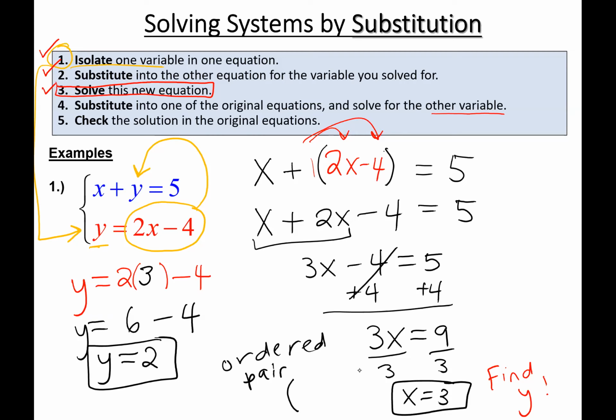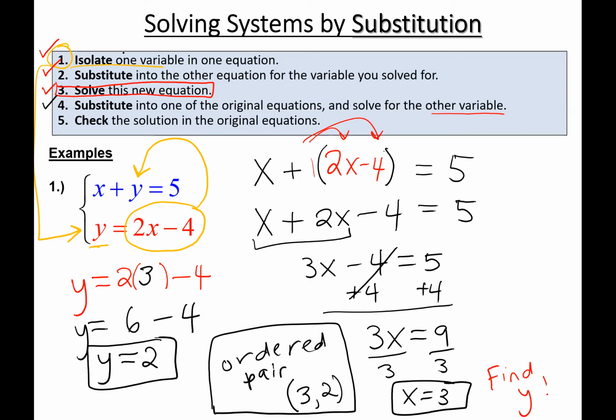We have parentheses, and then we always list the x coordinate first. So since we got x equals 3, I'm going to write parentheses and then 3 and then a comma. Then we write the y coordinate, which is 2. So I'm writing parentheses, 3, comma, 2, and then close the parentheses. This is our final answer, (3, 2).